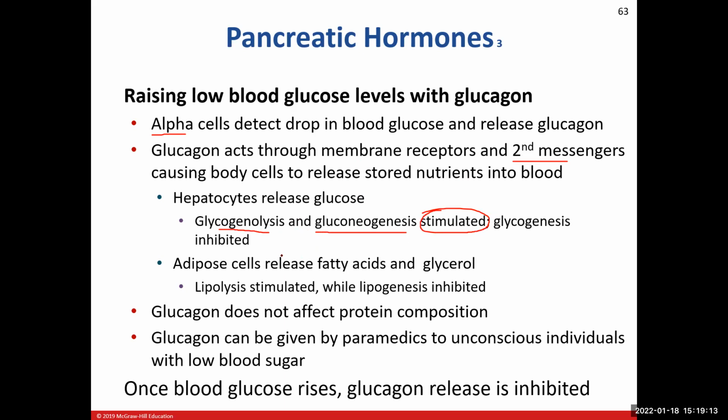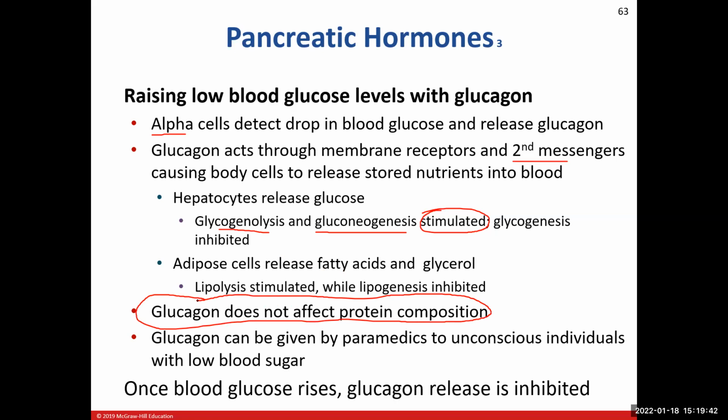And then in our fat tissues, we are going to release the triglycerides into the blood. So we need fatty acids and glycerol, so we'll break down the triglycerides, and we will stop storing them. To note, though, glucagon does not affect protein. That is one thing that you want to make a note of. It does not affect protein.